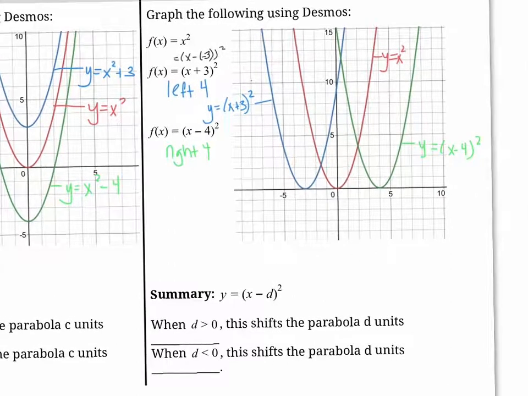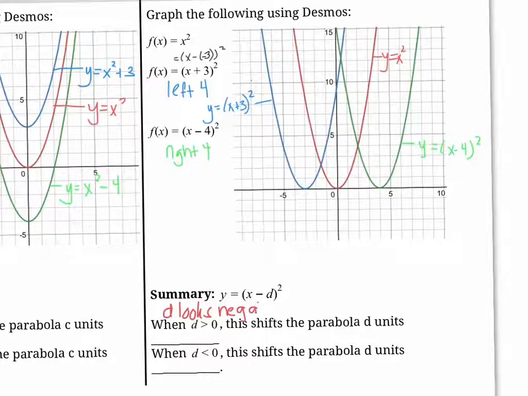When D is greater than 0, what happens? Which D is greater than 0? This D is -3, this D is 4. This one's actually greater than 0, but I'm going to make a little note that when D is greater than 0, it looks negative.